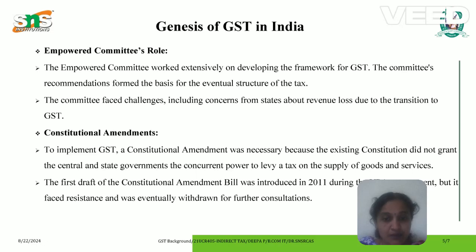Constitutional amendments. To implement GST, a constitutional amendment was necessary because the existing constitution did not grant the central and state governments the concurrent power to levy a tax on supply of goods and services. The first draft of the constitutional amendment bill was introduced in Parliament in 2011, but it faced resistance and was eventually withdrawn for further consultations.